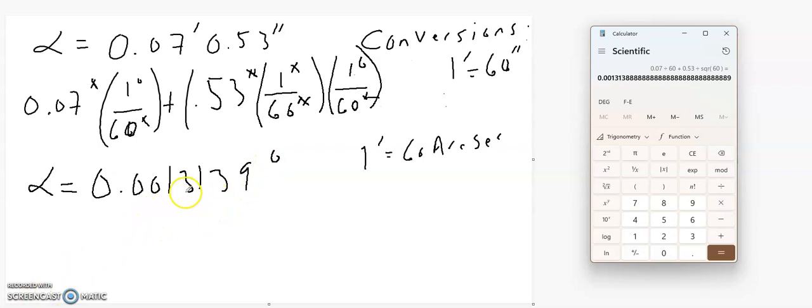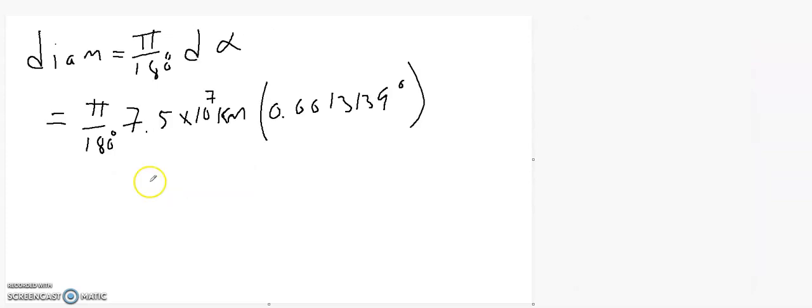So we're going to use that number to do this. Putting all of this together, this is our original equation: pi over 180 degrees times the distance. Remember, we've already calculated the distance: 7.5 times 10 to the 7th kilometers times alpha, but alpha has to be in degrees because the degree here and the degree here have to cancel. And so this was our alpha in degrees. All we have to do is multiply all that together.